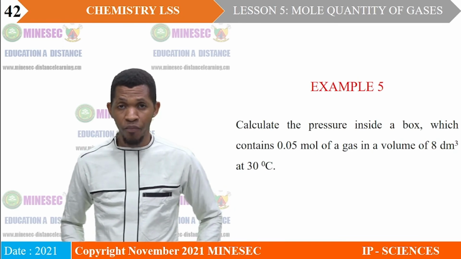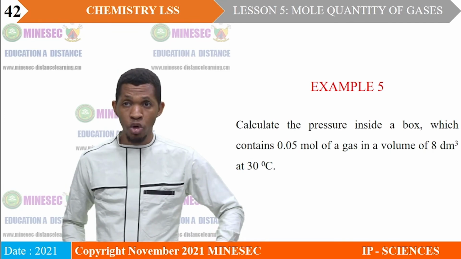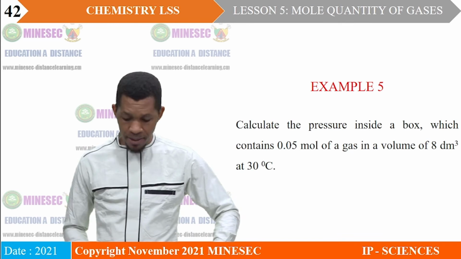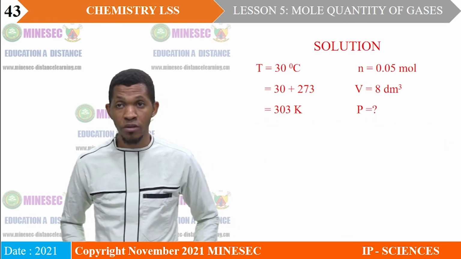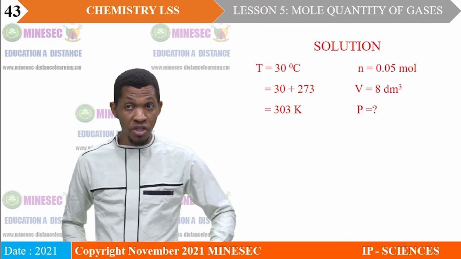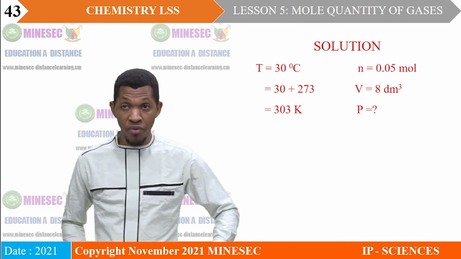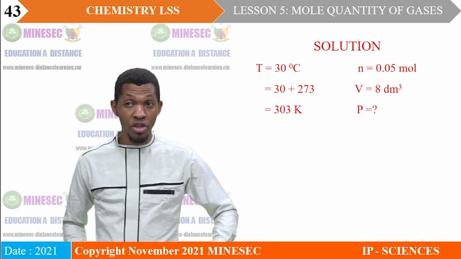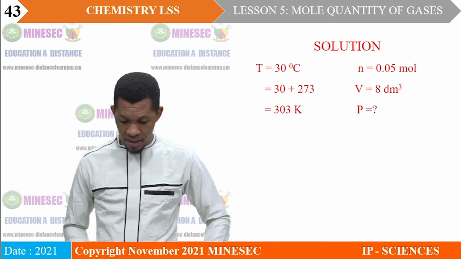Example 5. Calculate the pressure inside a box which contains 0.05 mole of a gas in a volume of 8 cubic decimeters at 30 degrees Celsius. Solution. We convert the temperature in degrees Celsius to the corresponding temperature in Kelvin by adding 273. And so the temperature is 303 Kelvin, number of moles 0.05 moles, and the volume 8 cubic decimeters.